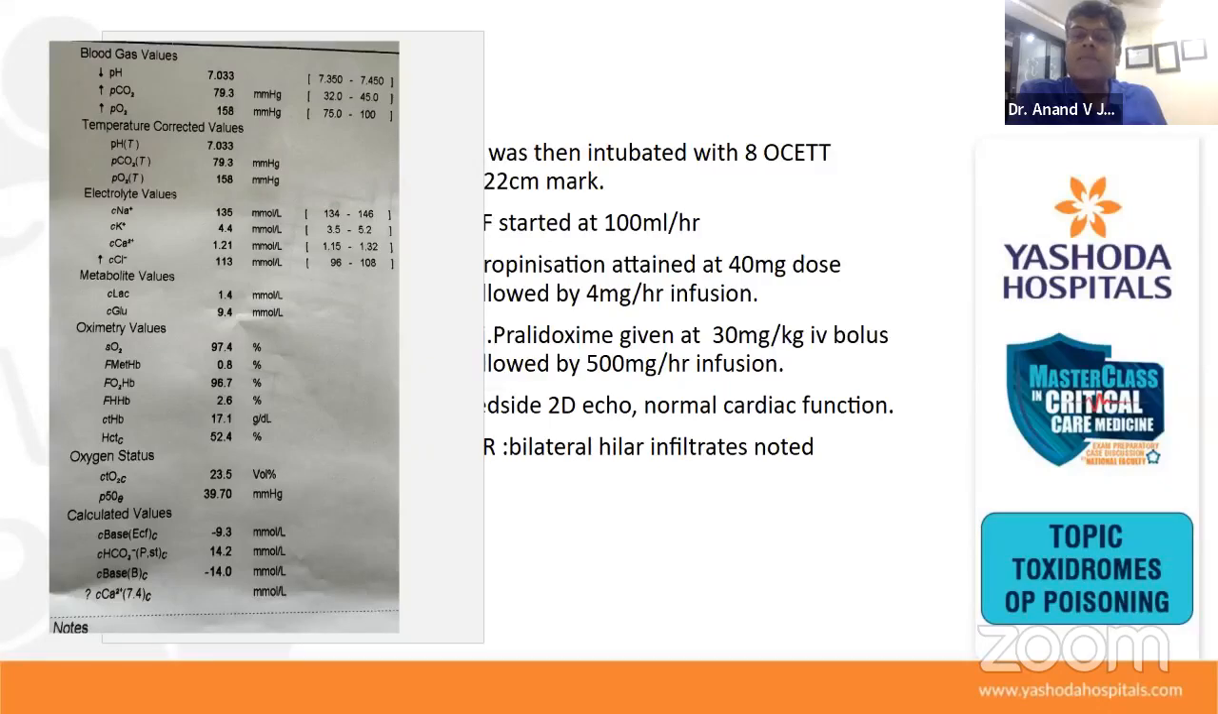For how long will you be giving the pralidoxime? 48 hours.